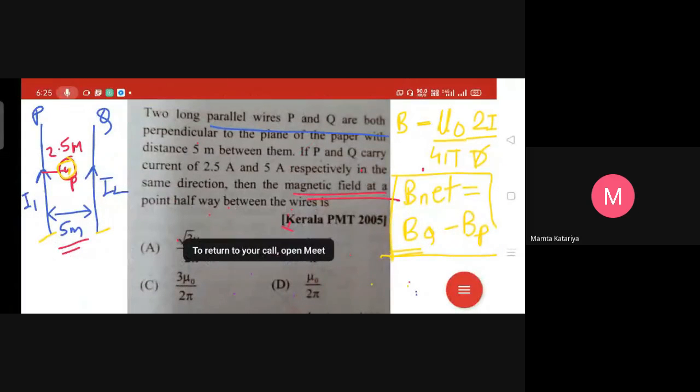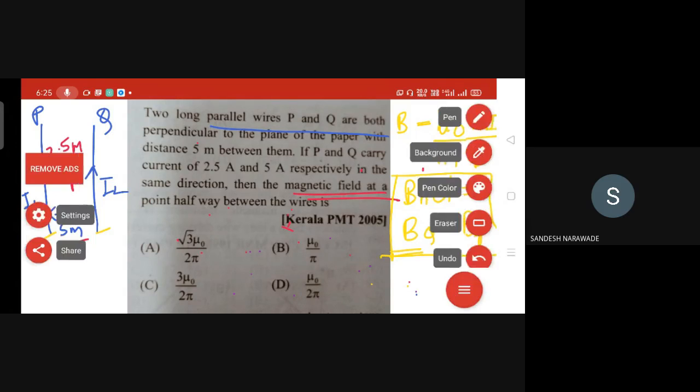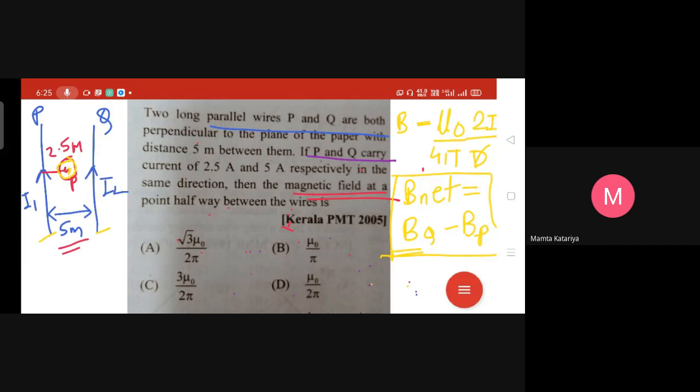Kaveri, are you able to hear me? Yes, ma'am. Okay, tell me how much current conductor Q is carrying? Question padho aur bata. If P and Q carry current, yeah, Kaveri, please tell me. C answer, ma'am. C answer you are getting.